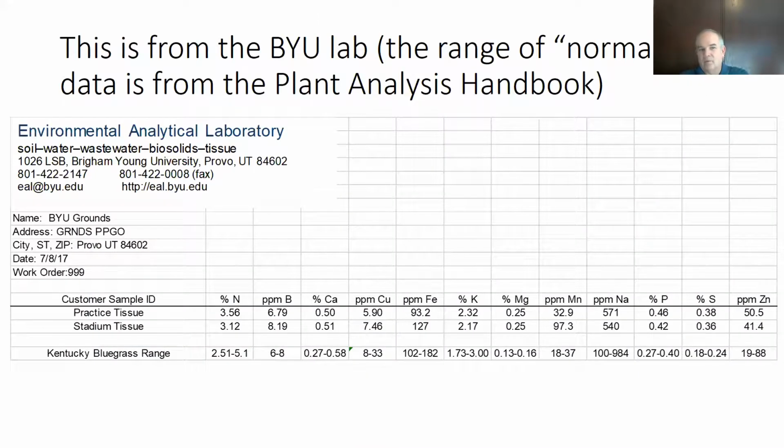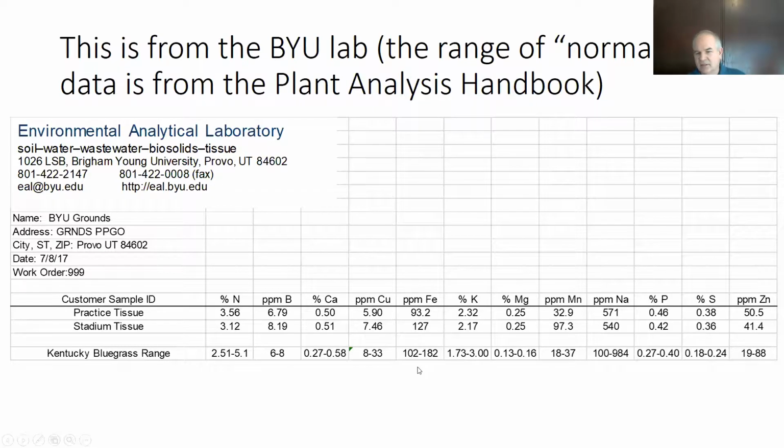Here's another lab right here at BYU, the Environmental Analytical Lab. Again, some more plant tissue, on Kentucky bluegrass. This was two different sites, the practice field and the stadium field. You can see all the different values here, as well as the range. We pulled this range from that plant analysis handbook I showed earlier. So you'll see the nitrogen is in range. The borons are in range. The calciums are in range. Copper is a little bit on the low side, especially at the practice field. So that's a red flag. That would make me say, okay, maybe we need to look at copper.